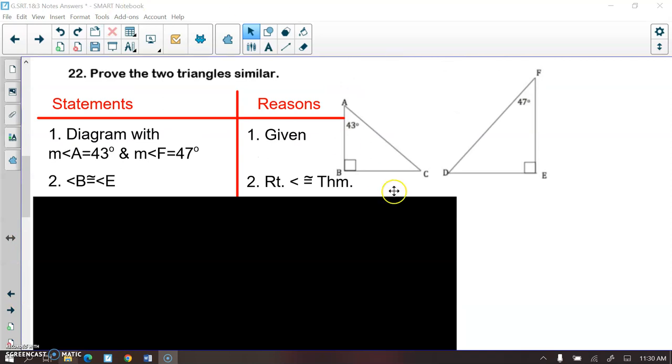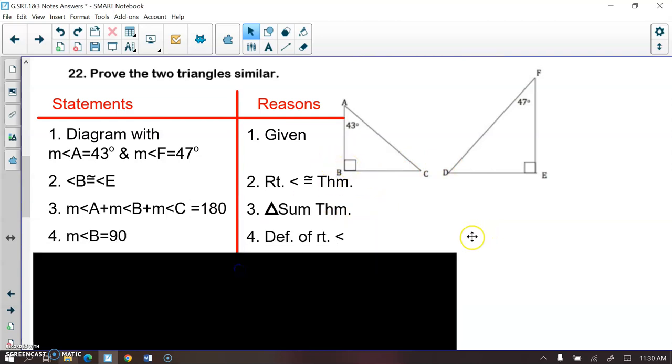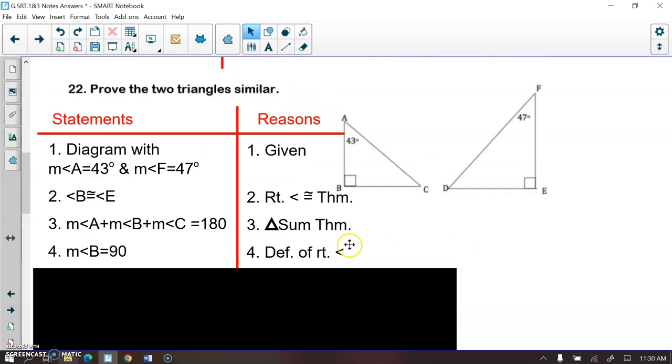So now I can use either one of these triangles. I chose to work with this triangle here. And since it's a triangle, I know by the Triangle Sum Theorem that the measure of angle A plus the measure of angle B plus the measure of angle C equals 180. If I know that angle B is a right angle, then that means that the measure of angle B is 90 degrees. That's the definition of a right angle.